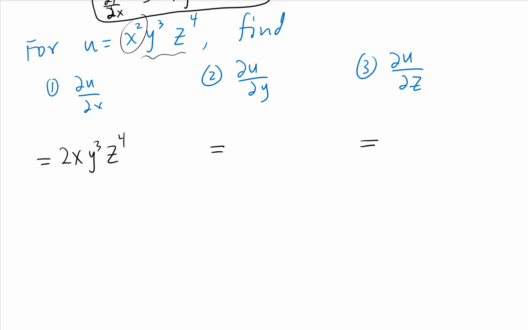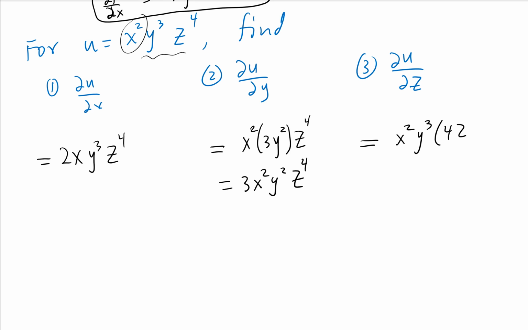Try the next two the same way. For the next one, with respect to y, means you keep x squared the same. The y is 3y squared z to the 4th. So that gives 3x squared y squared z to the 4th. Next one, x squared y to the 3rd 4z cubed. 4x squared y cubed z cubed.